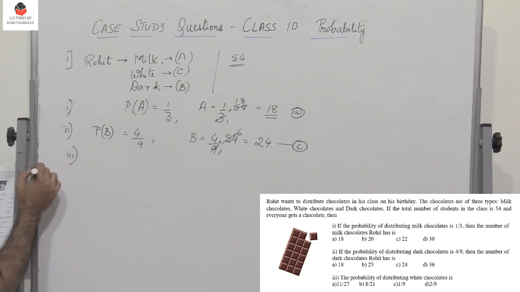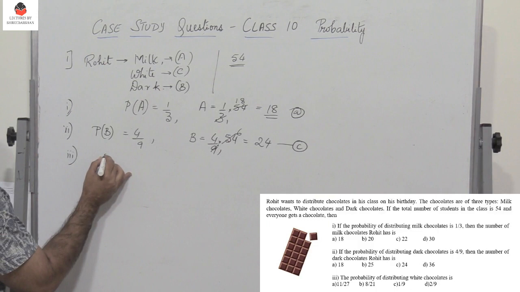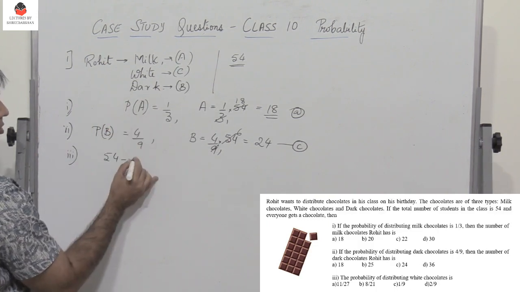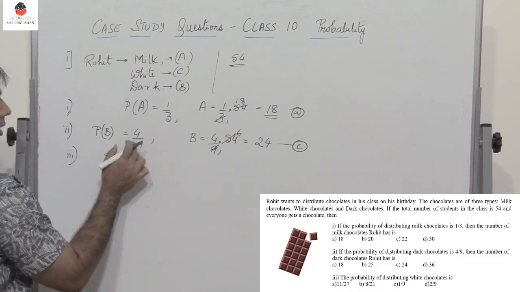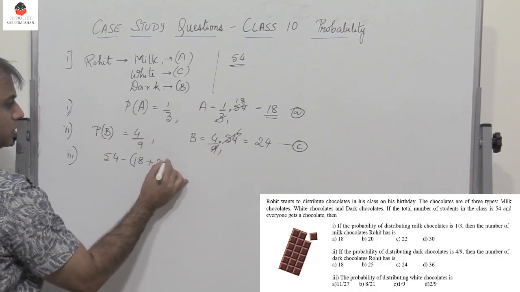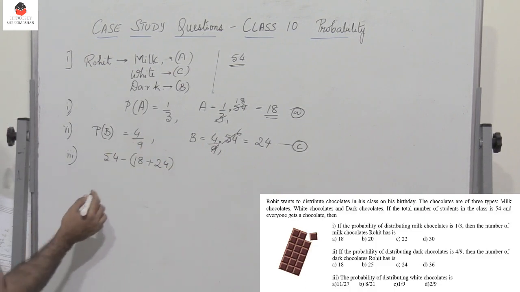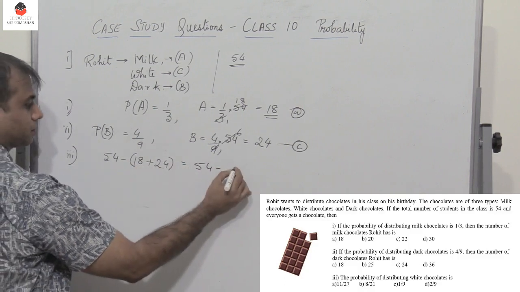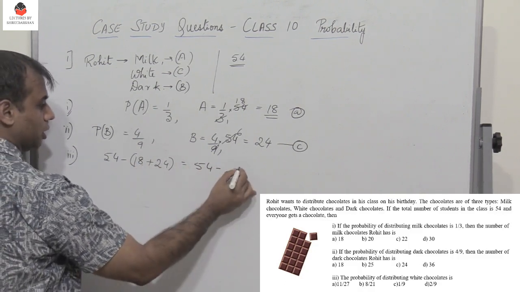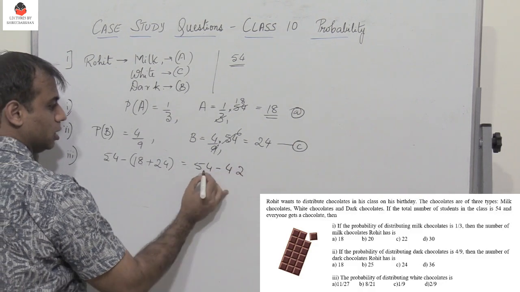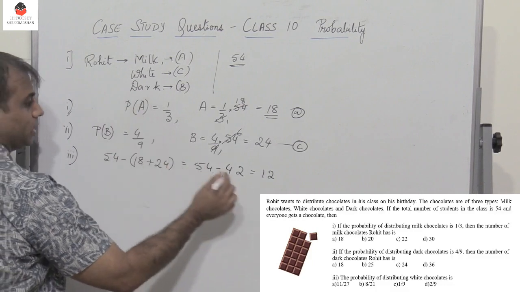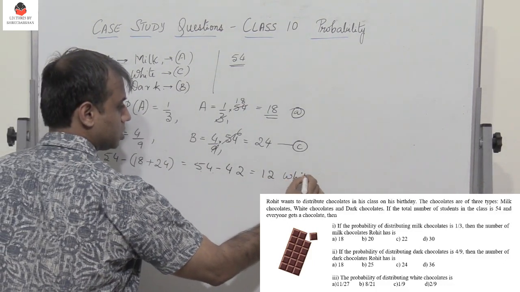3. What is the probability of distributing white chocolates? So out of 54, if I subtract the number of milk chocolates, which is 18, and the number of dark chocolates, which is 24, I get the number of white chocolates. So therefore 54 minus, 8 plus 4 is 12, so it is 42. So 54 minus 42 is 12. So the number of white chocolates is 12.